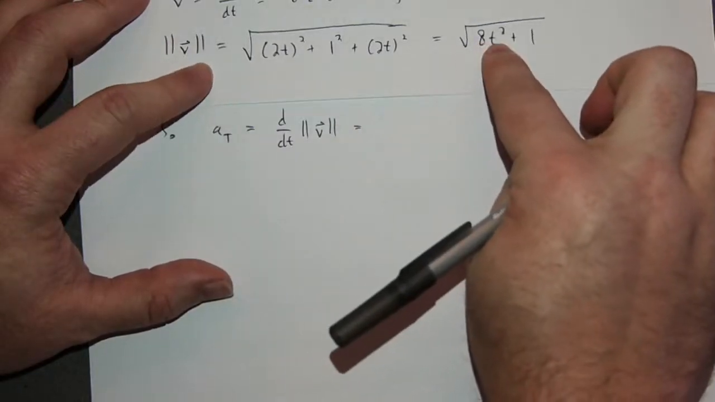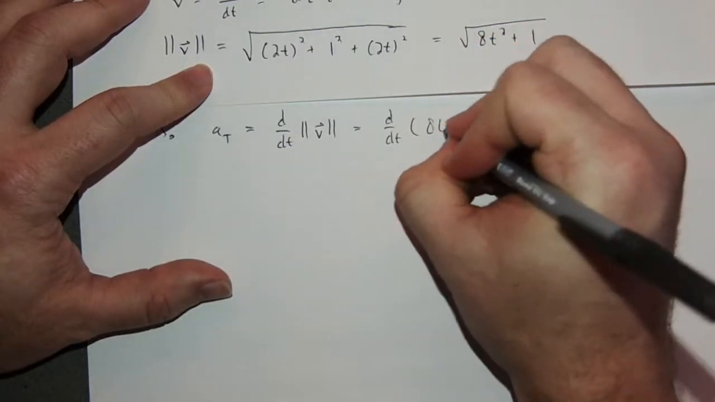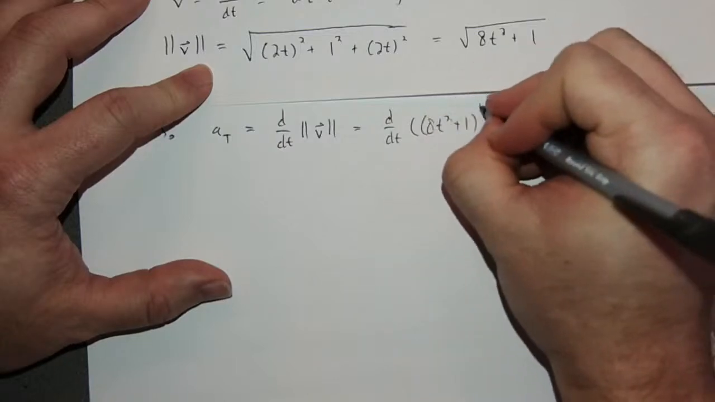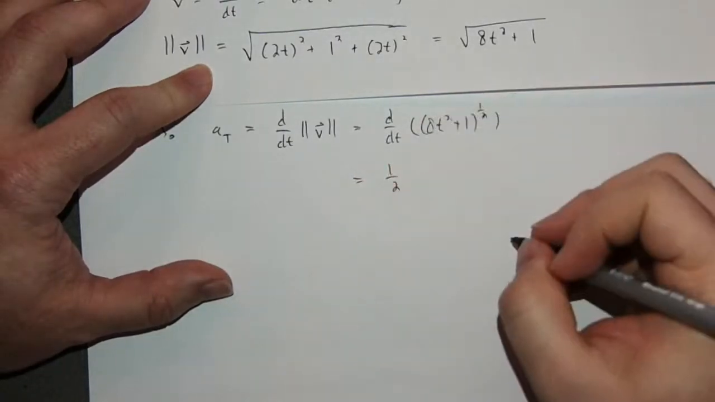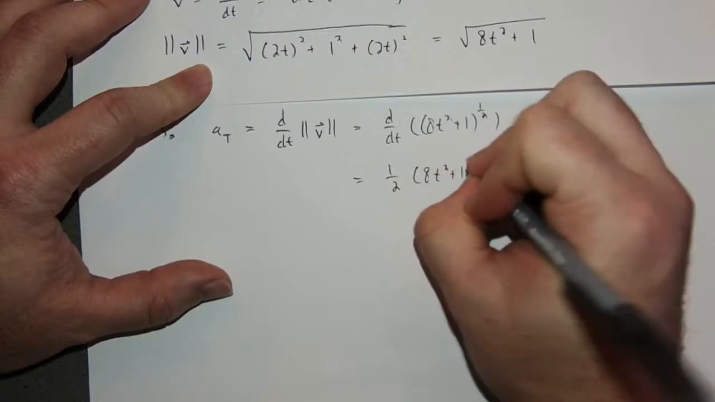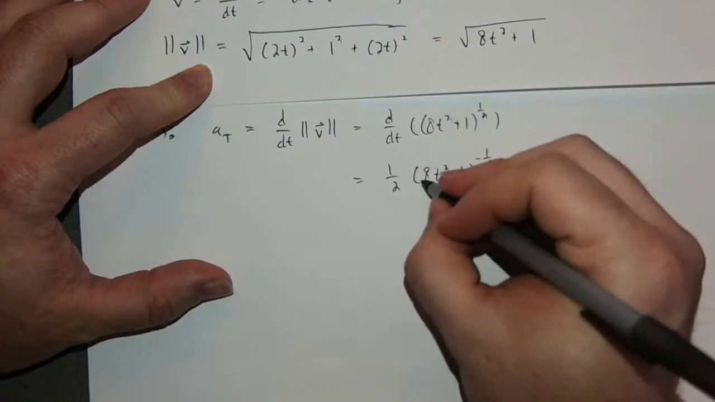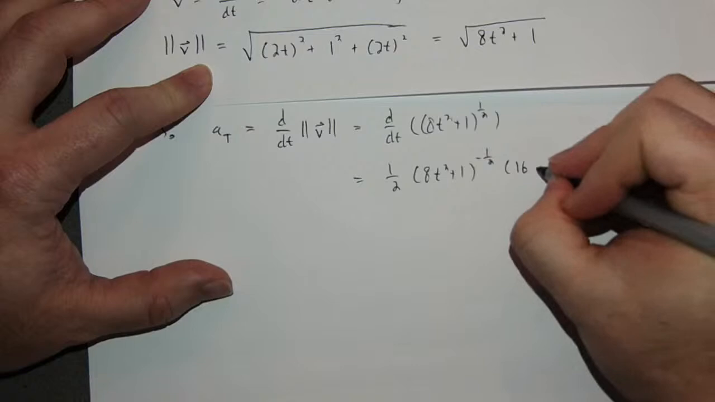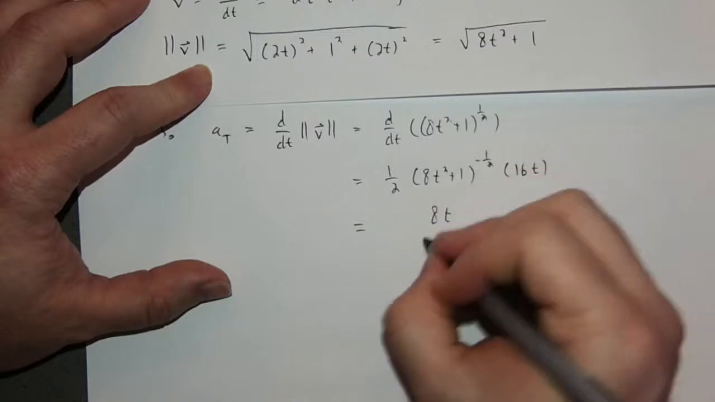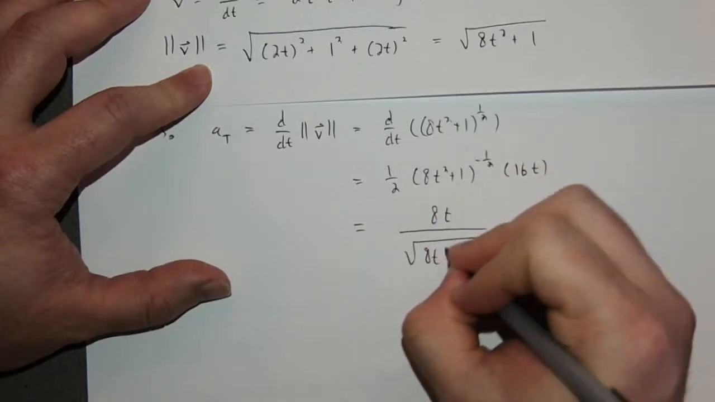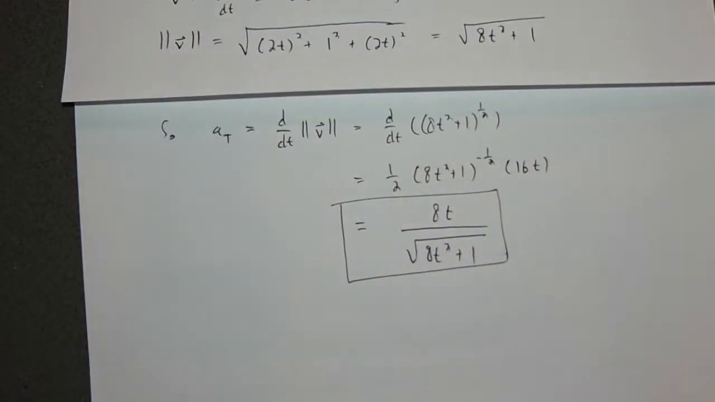So what is the derivative of this thing, right? Maybe it helps to write this as a power, right? (8t squared plus 1) to the 1/2. That's what I'm differentiating. So remember power rule and chain rule. So this is 1/2 times (8t squared plus 1) to the minus 1/2, times the derivative of what's inside, which is 2 times 8t, so that's 16t. Okay, so this is 8t divided by the square root of 8t squared plus 1. Okay, so that's my tangential component of acceleration.